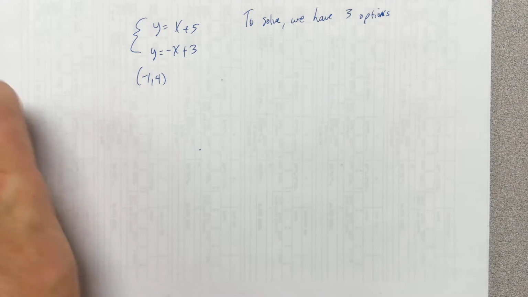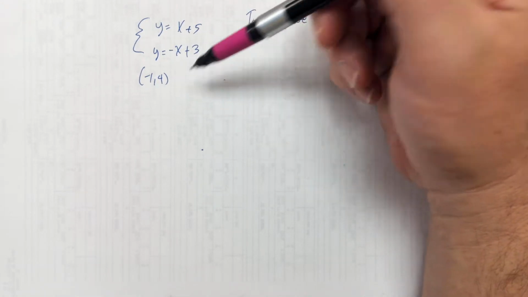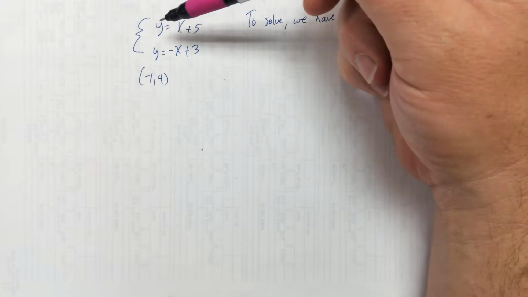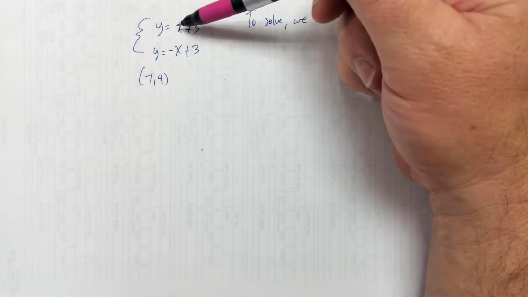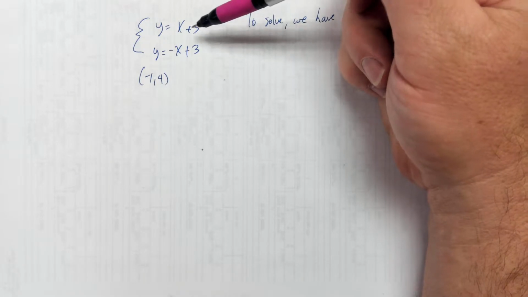So let's take just a moment and make sure we got our head around that. Do you know what I'm saying, Sam? This is a solution if it's true for both. Okay. So if I put 4 for y, and negative 1 for x, so 4 equals negative 1 plus 5. That's true. So that one works.